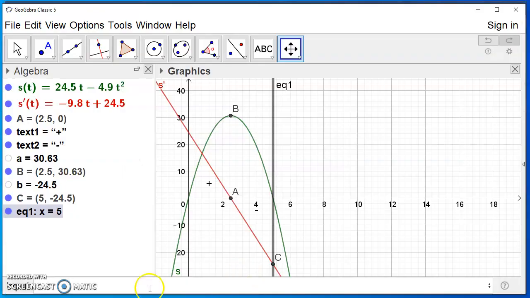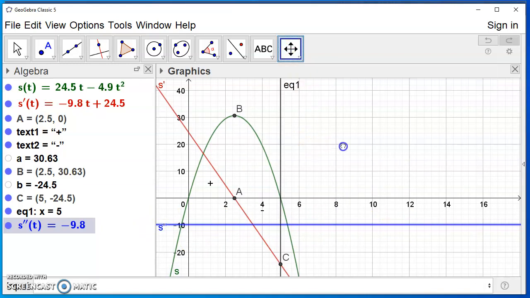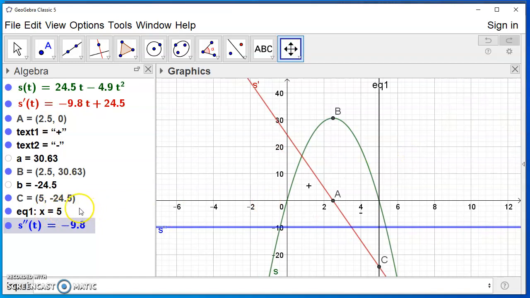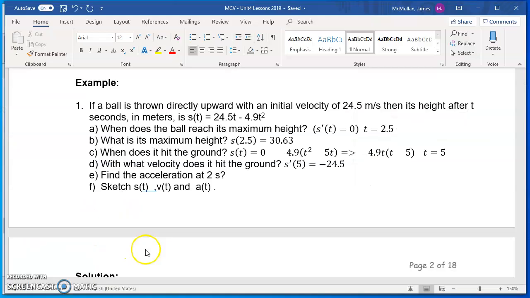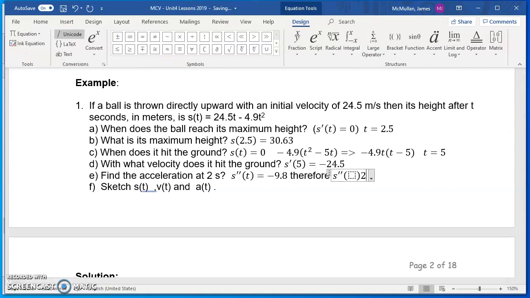Find the acceleration at 2 seconds. Well, fortunately for us, if you take the derivative of s prime, you get the acceleration function, which is just a constant. That makes sense because the only force acting on this object is the force of gravity, which causes an acceleration of negative 9.8 meters per second squared. So s double prime of t equals negative 9.8. Therefore, s double prime of 2 is also equal to negative 9.8 because it's equal to that all the time.